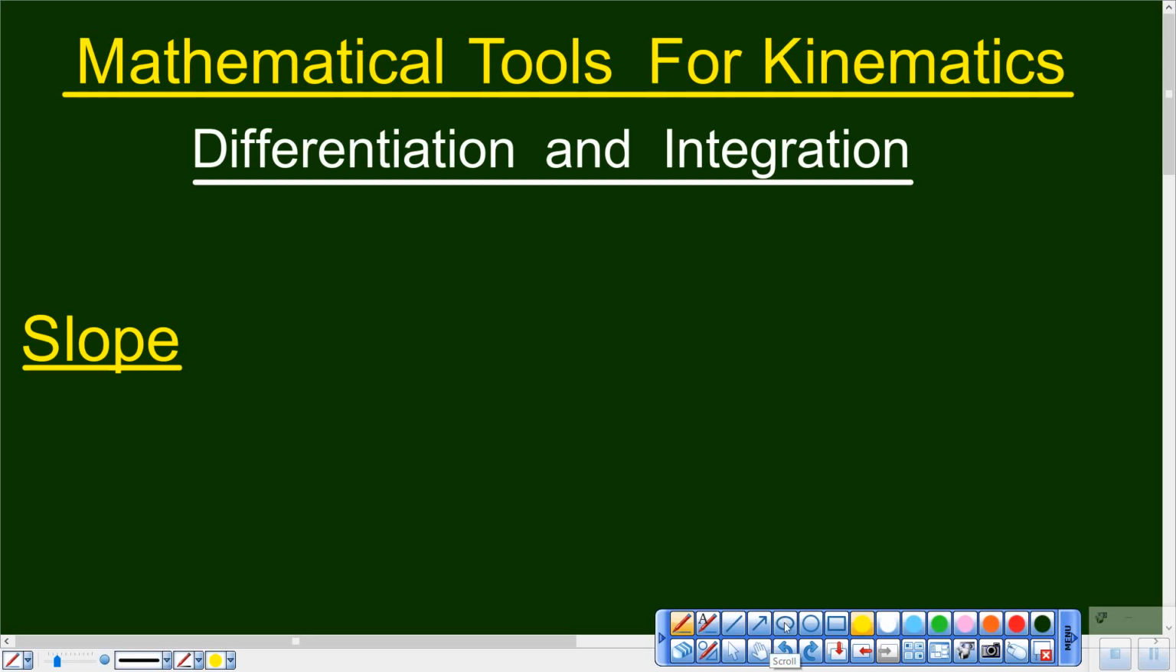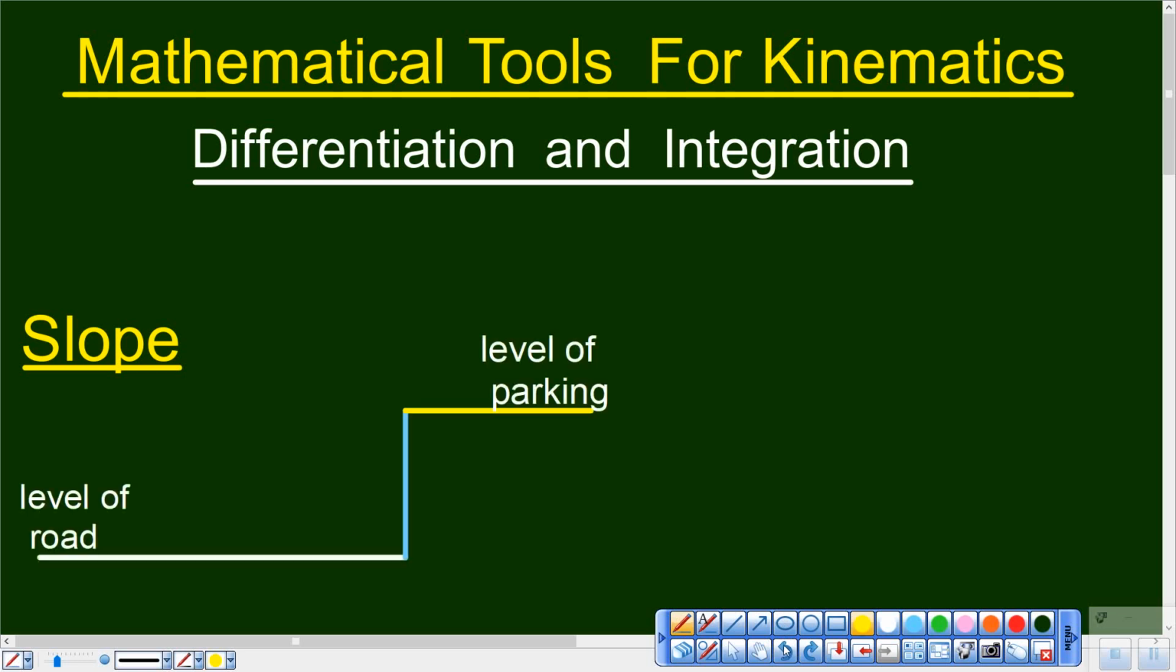Let's take a common example. Let us say that this is the level of the road and this is the level of parking in your house. Of course, the houses are raised from the road level so that the rainwater cannot get in. How will you park the car here? You can't lift the car and put it over there. You ask a construction worker to make a structure like this so that you can drive the car to the level of parking. You call it a slope. Slope may be a word for you, but it has a mathematical meaning.